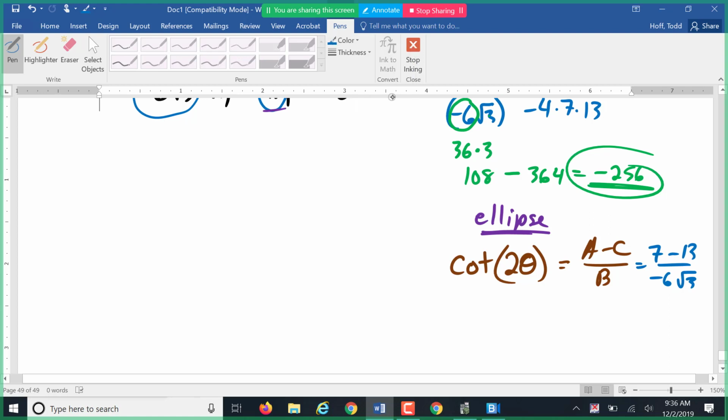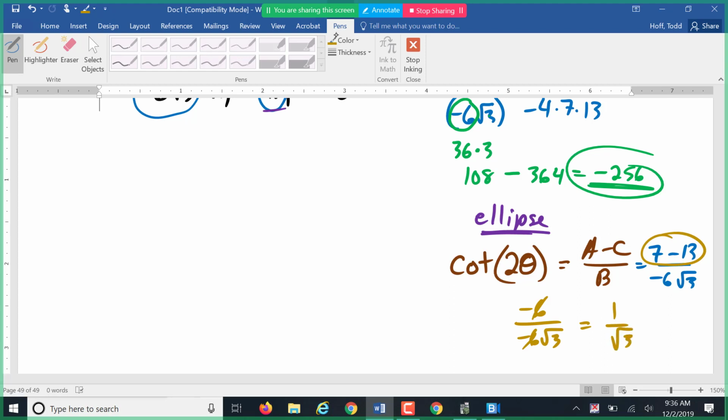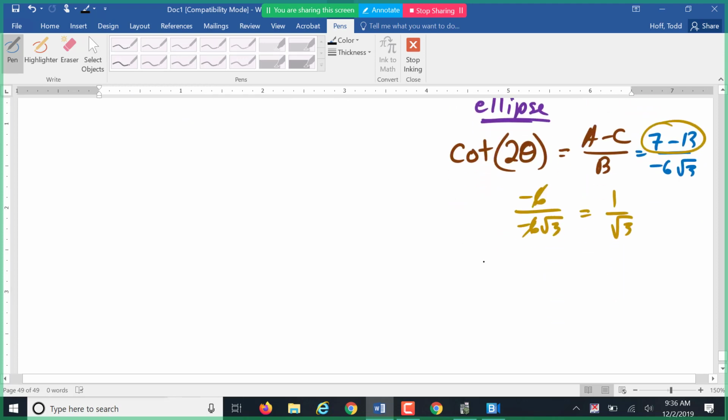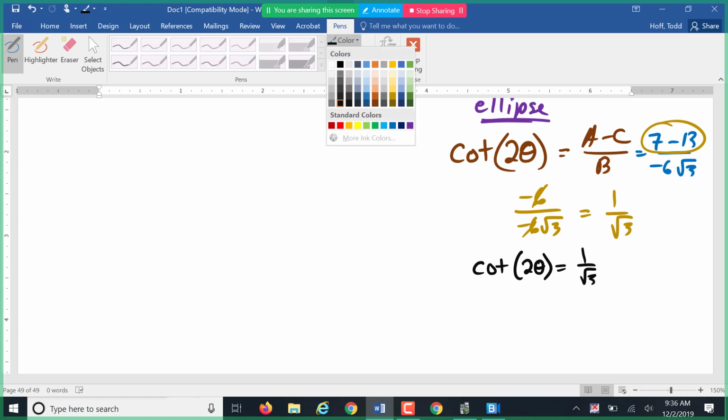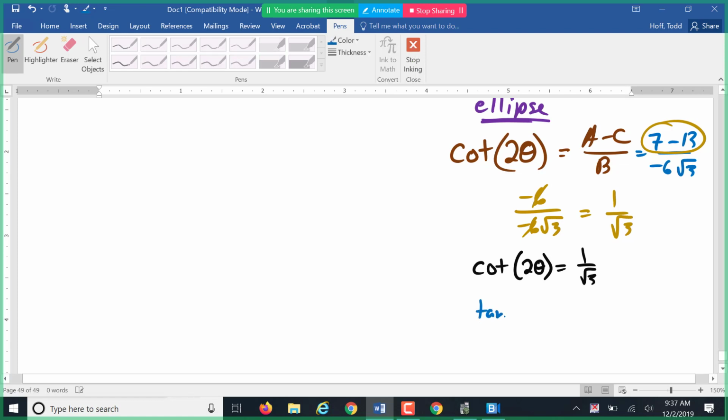Well, if we look at that, 7 minus 13 is a negative 6 over negative 6 square root of 3. The negative 6 cancel out. We get 1 over the square root of 3. So that's giving us that the cotangent of 2 theta is 1 over the square root of 3. Now, because of the reciprocal relationship between cotangent and tangent, that's telling us that the tangent of 2 theta is just the square root of 3.